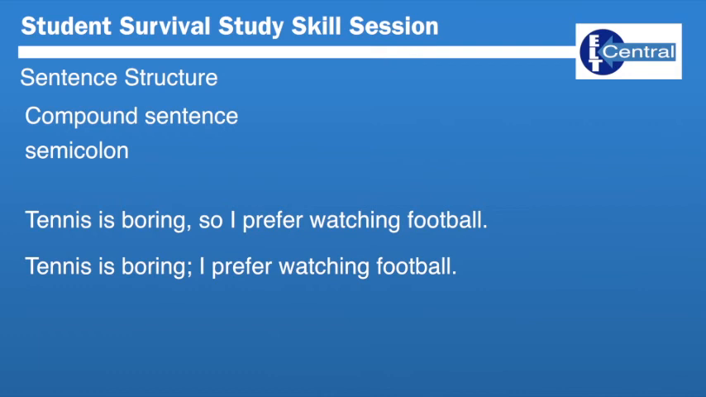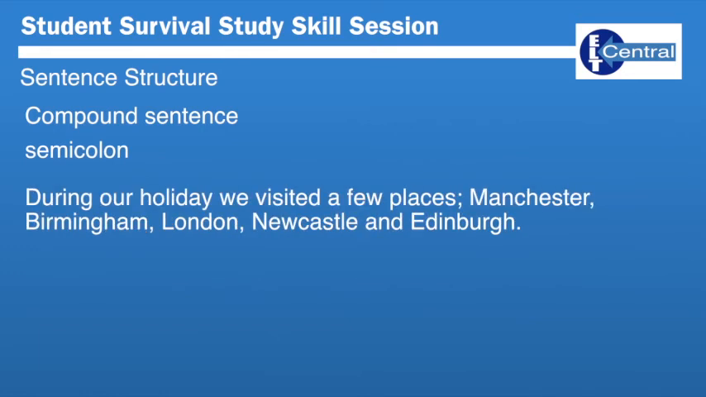As I mentioned earlier, the semicolon also separates things in a series or a list. It helps to make things a little bit clearer. All right, so if we use this example here, during our holiday, we visited a few places: Manchester, Birmingham, London, Newcastle, and Edinburgh. We can see during our holiday we visited a few places. All right, then we've got the list. So the semicolon here separates the sentence from the list.